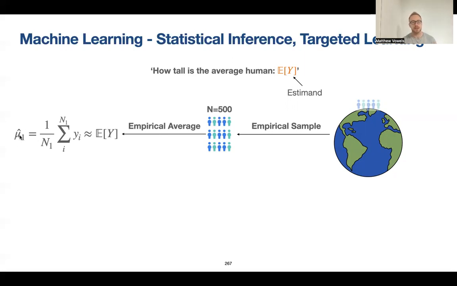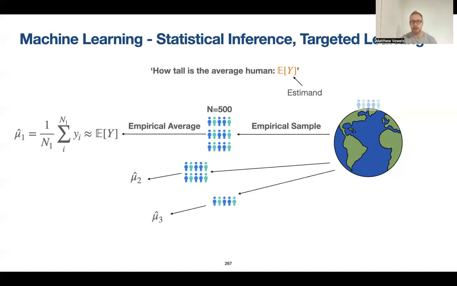It's got hat notation. This is what I'm using to denote the fact that it's an estimate. It's a Greek letter because it's supposed to be an estimate of something that we care about. And we've got 1 because it's coming from the first sample of 500 that we've taken. But what we can do is then take another sample and so on until we have, say, k samples.